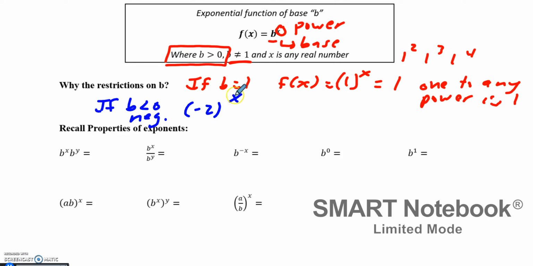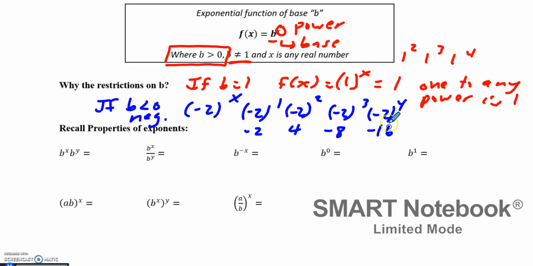If I started plugging in values, negative 2 to the first gives me negative 2. Negative 2 to the second gives me a positive 4. Negative 2 to the third gives me a negative 8. Negative 2 to the fourth gives me a positive 16. Some of you might have already noticed the signs keep flipping, and that is also not an exponential relationship.